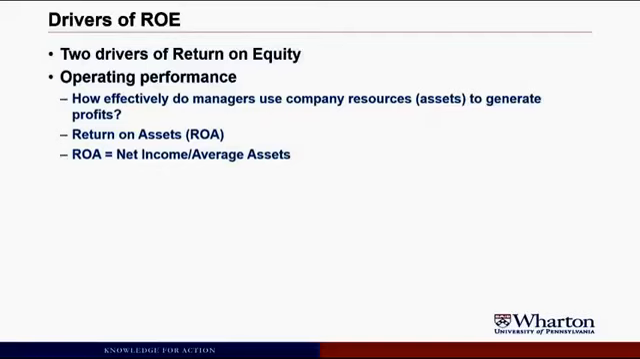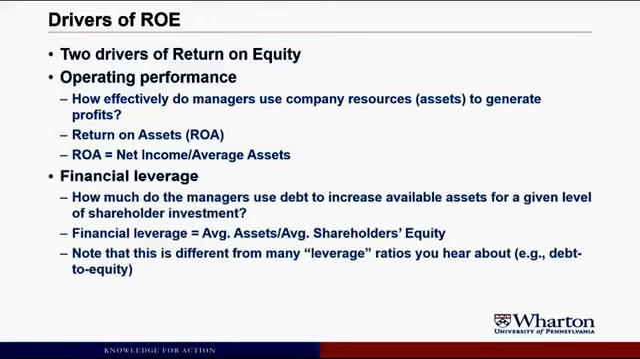ROA is defined as net income divided by average assets. So what it tells you is, for each dollar of assets the manager has to play with, how much net income do they generate? The second driver is financial leverage. This answers the question, how much do the managers use debt to increase available assets for a given level of shareholder investment? Financial leverage is defined as average total assets divided by average stockholders' equity. So for each dollar of stockholders' equity, how much assets does the company have?